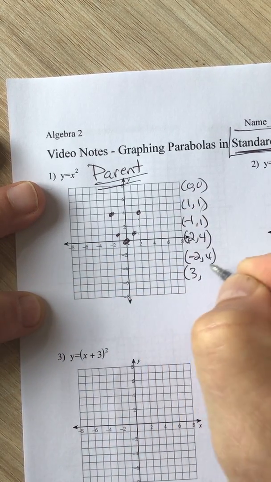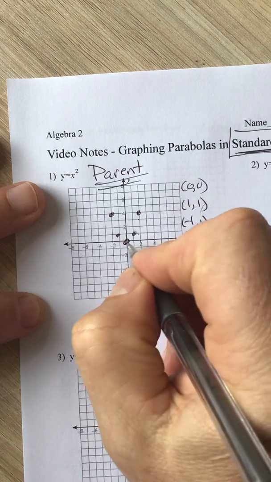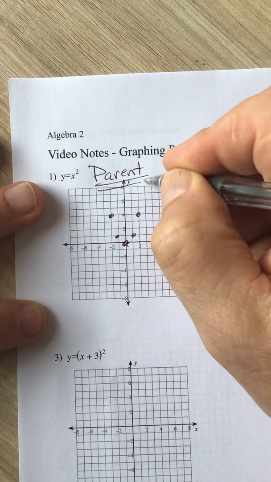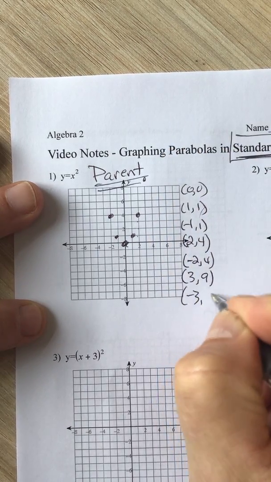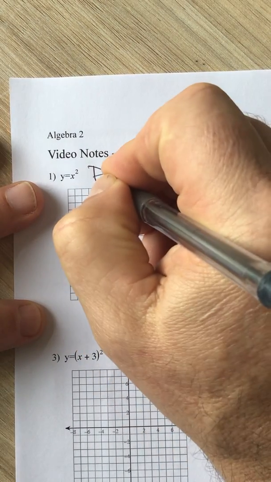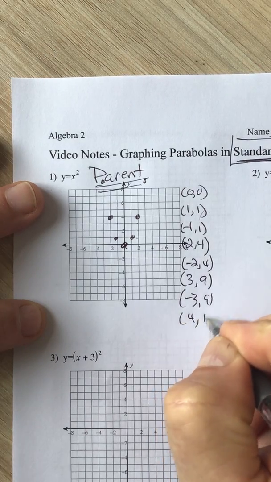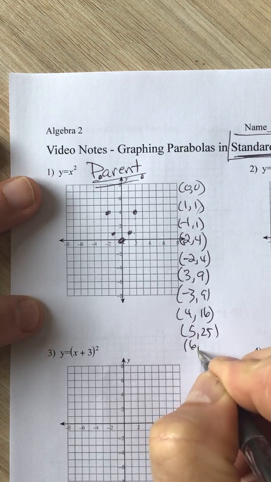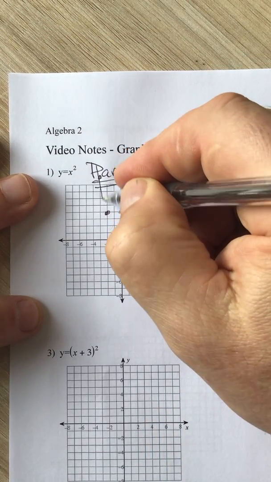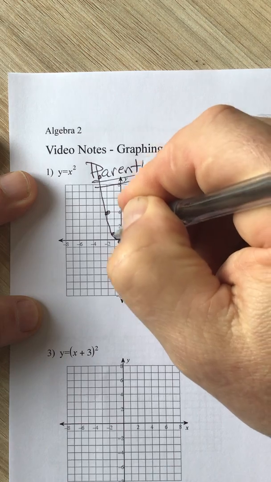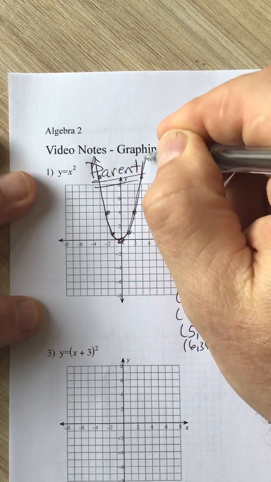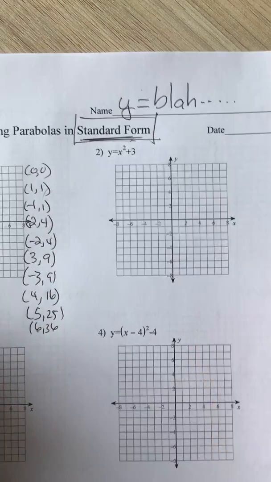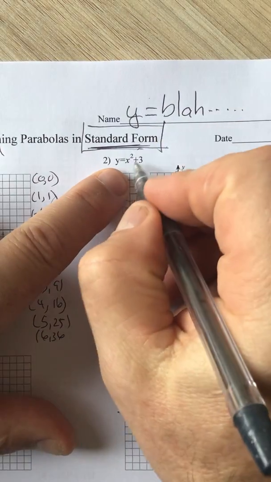Then we could go 3. 3 squared is 9. So over 3, up 9. And left 3 and 9. So there it goes. And then, of course, 4 and 16. And then we could go 5 and 25. And we could go 6 and 36 and so on. But we don't have to do all of those. So there's the parabola. There's the parent parabola.